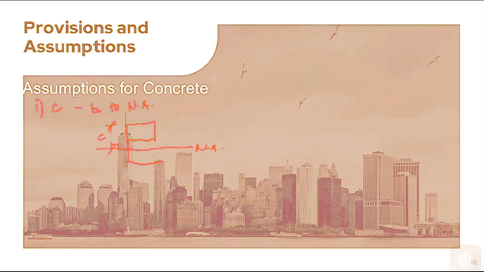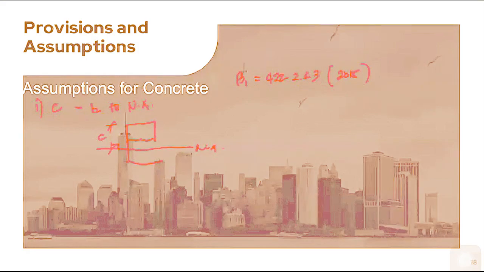So the value of beta 1 is taken from 422.2.4.3 of your NSCP. So take note nyo yan, 422.2.4.3. May mga formulas dyan. Given the fc prime, what is beta 1? So yan, 422.2.4.3.